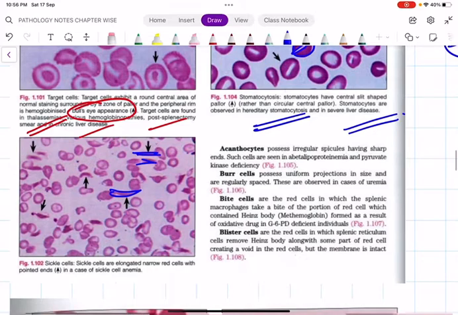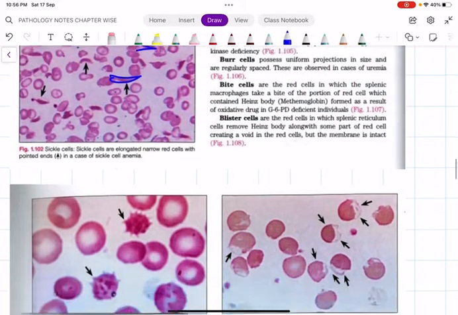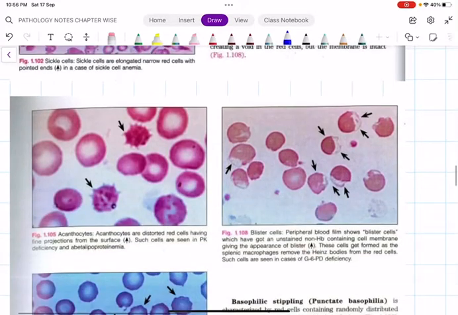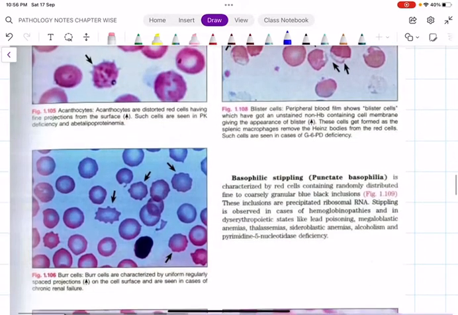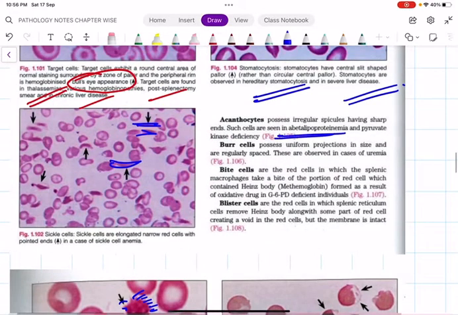Then we have something we call acanthocytes. Acanthocytes have spicules. There is a point that you have to remember between two things. One is called acanthocyte and another one is called Burr cells. In acanthocyte, you can see some projections. These projections are irregular. Acanthocyte is mainly seen in abetalipoproteinemia. The second thing, if you can remember, is pyruvate kinase deficiency.